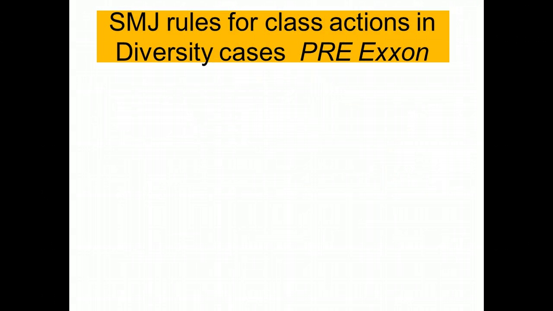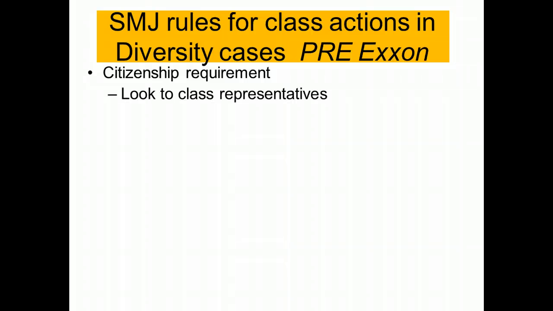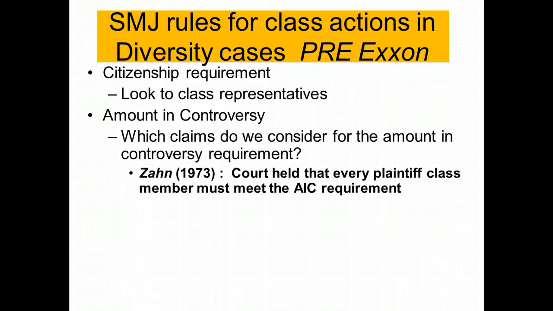The other case that's joined in this dispute deals with a class action. So let's review for just a moment the subject matter jurisdiction rules for class actions in diversity cases before the decision you're reading now. In prior decisions, the courts held that when you're considering what citizenship we're going to give to the class, you look only to the class representatives. When considering what the amount in controversy is, before this decision, the court told us in 1973 in a case called Zahn, that every single plaintiff member of the class, not just the representatives, must meet the amount in controversy requirement in order to be joined in the suit. So in other words, the class action didn't qualify for diversity jurisdiction if every plaintiff class member didn't independently meet the amount in controversy requirement.